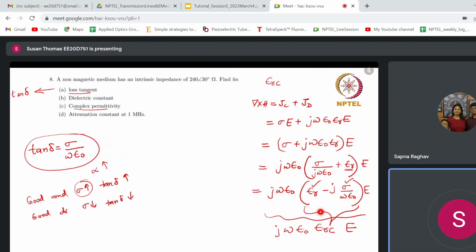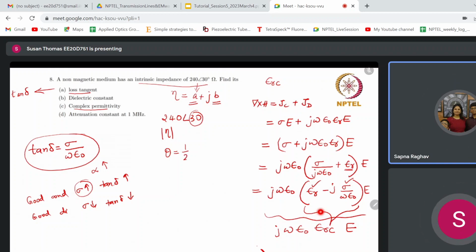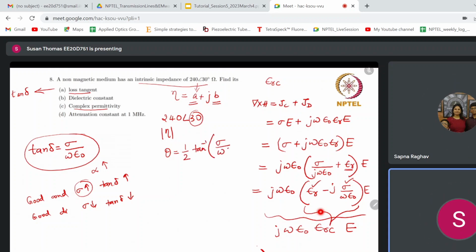Now, coming to loss tangent, I already told the equation: sigma by omega epsilon naught. What is given is the intrinsic impedance, eta. If you look at this, this is in polar form. If you convert it to rectangular, it becomes something like a plus jb, which has a real part and an imaginary part. 240 angle 30 means 240 is the magnitude and this is the angle. So this angle theta is half of tan inverse of sigma by omega epsilon naught epsilon.